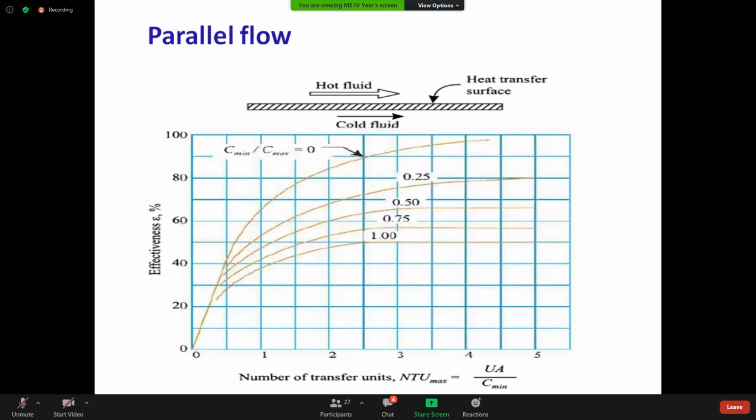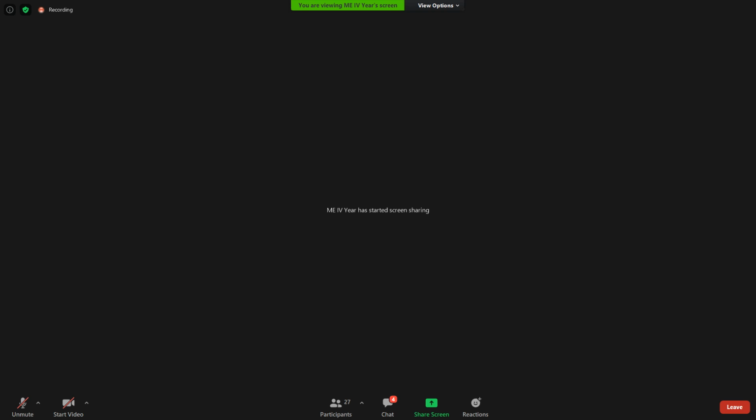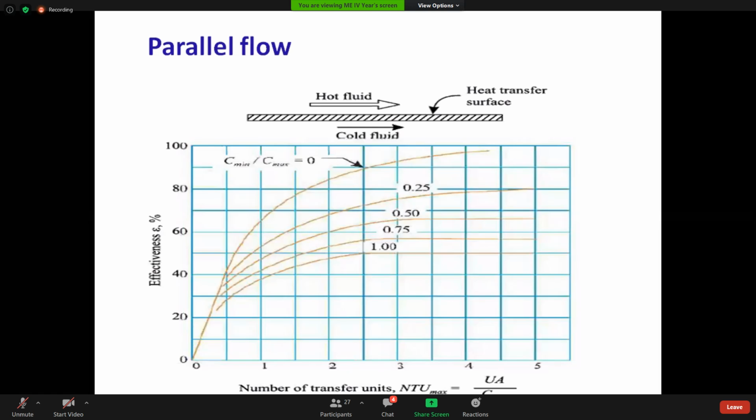గ్రాఫ్స్ ఎట్లా ఉంటాయంటే parallel flow అయితే parallel flow graph వాడాలి, counter flow graph వాడాలి. Make sure that this is x axis లో NTU maximum, NTU, number of transport units. Is it showing now? Is the screen okay? Yes, sir. Yeah, right. So here parallel flow అయితే parallel flow graph వాడతారు.